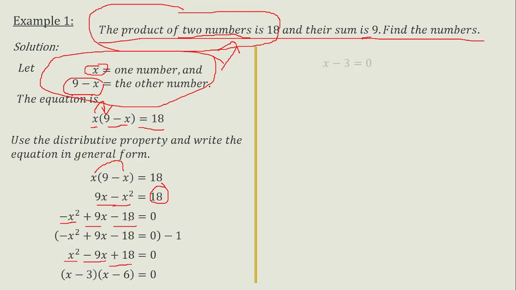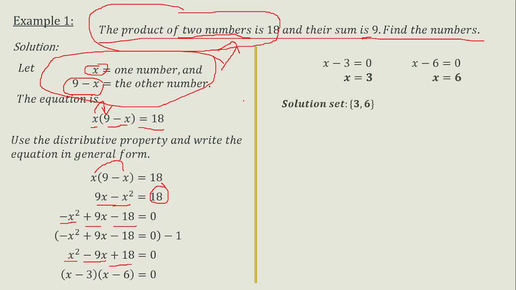After that, we separate the two linear equations, then solve. So x minus 3 is equal to 0. x minus 6 is equal to 0. Solve the first linear term by transposing the negative 3 to the right side. So, x is equal to positive 3. Same with the second linear term, we transpose negative 6. So, the result will be x is equal to 6.